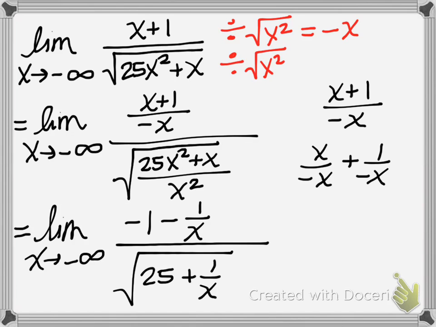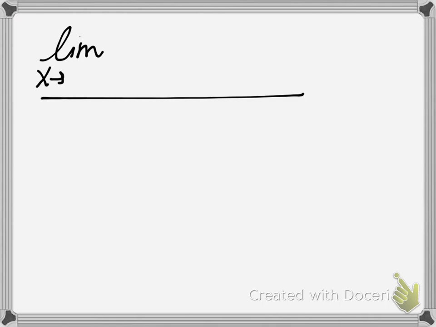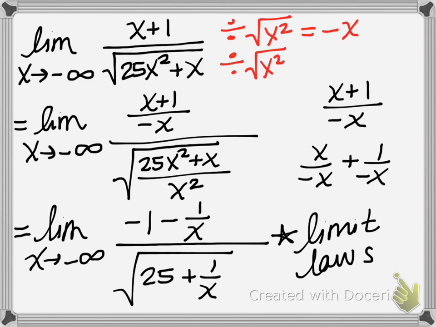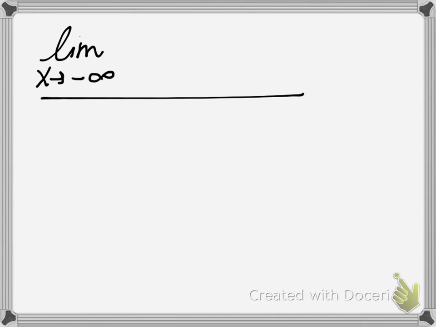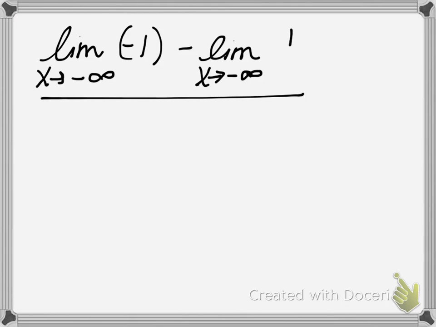+1/x. So now we're to the point where we want to use limit laws to rewrite this complicated limit into 4 simpler limits. So we'll use that quotient law, and then we will also use the difference law. So the numerator here contains a difference, -1 minus 1/x. So this will be the limit of -1 minus the limit of 1/x as x approaches negative infinity.